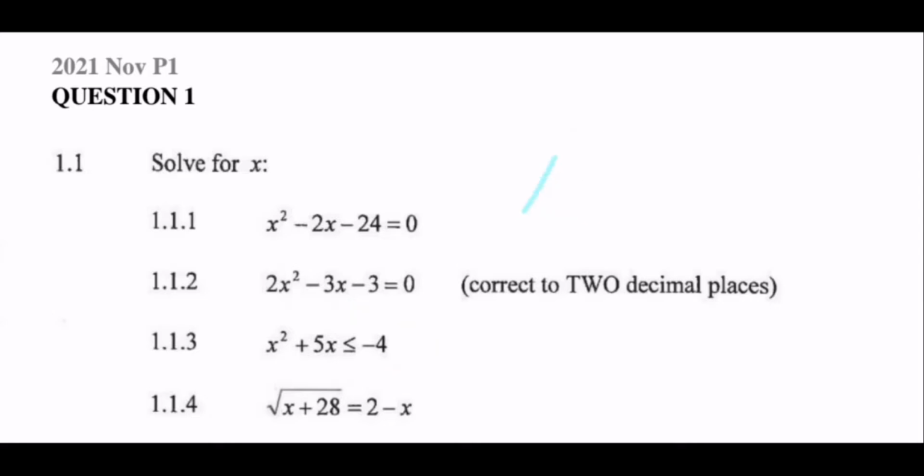Right. So let's have a look at this one. We have x squared plus 5x less than or equal to negative 4. I said we're going to treat it very similar to the quadratic equations that we had before. So I'm going to take the negative 4 across, and then we're going to factorize.